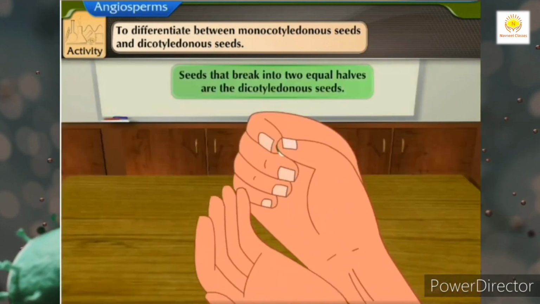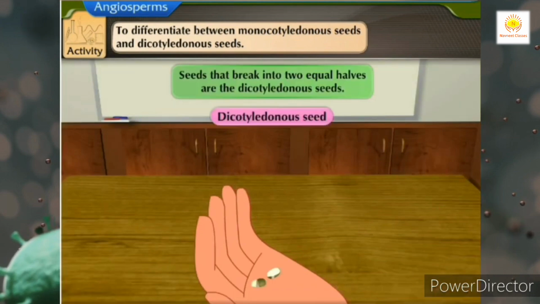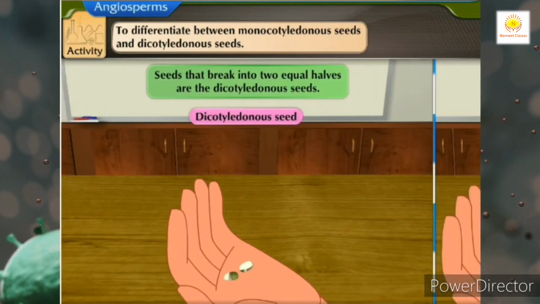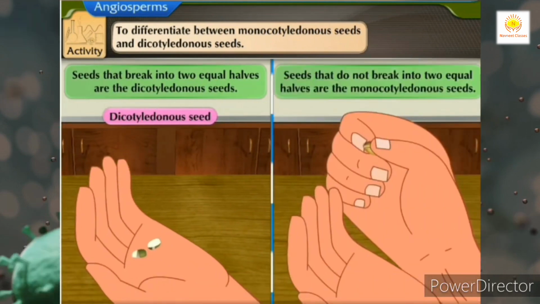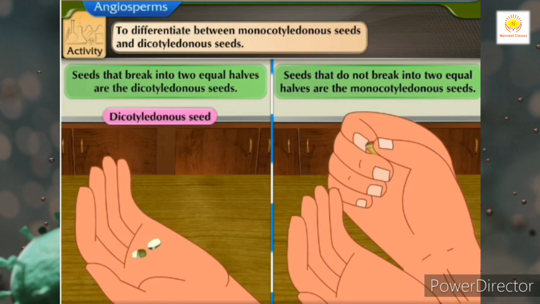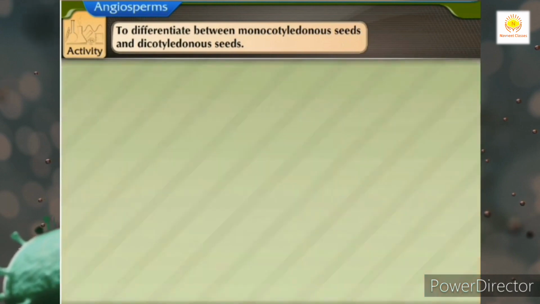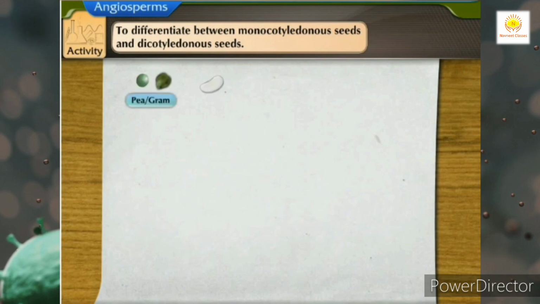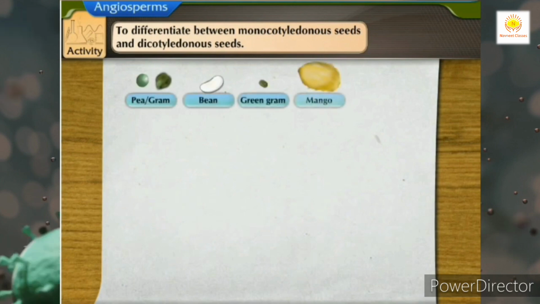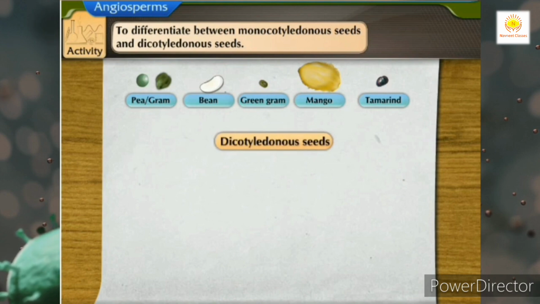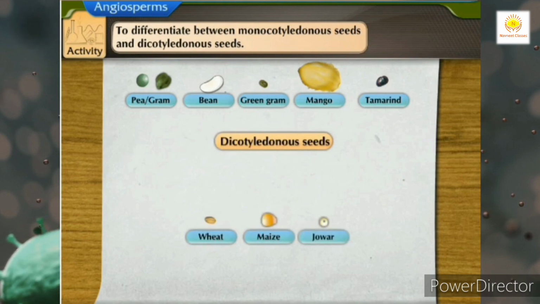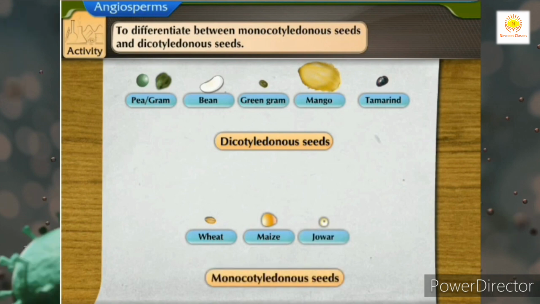Seeds that break into two equal halves are dicotyledonous seeds, whereas the seeds that do not break into two equal halves are the monocotyledonous seeds. Seeds of pea, bean, green gram, mango and tamarind are dicotyledonous seeds. Seeds of wheat, maize and jowar are monocotyledonous seeds.